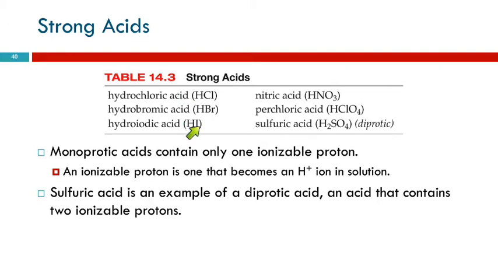So these are strong acids, and then there's nitric acid, perchloric acid, and sulfuric acid. Most of these are monoprotic, meaning they only have 1 ionizable hydrogen, but sulfuric acid is called a diprotic. 2 protons, 2 hydrogen ions that can be donated.